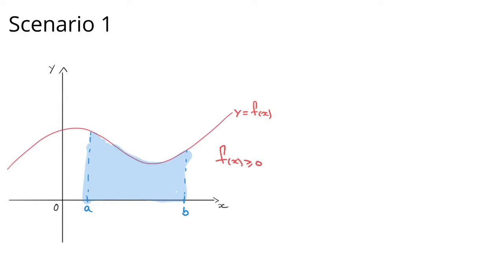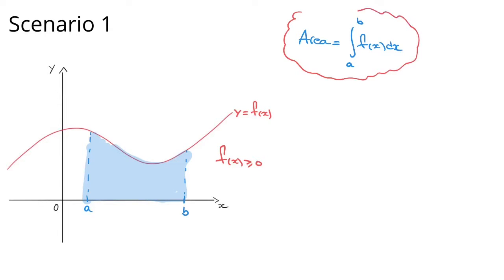Now, when that happens, the area is actually surprisingly simple to calculate. Indeed, the area is equal to the definite integral from a to b of f of x. And I'll just go ahead and box that formula. This will be true so long as f of x is greater than or equal to 0. But we'll also know how to deal with a second scenario.